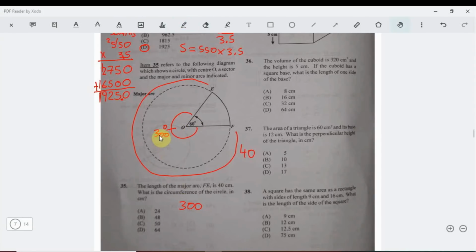What we're saying then is that 300 degrees corresponds to the arc length of 40. And so 60 degrees would correspond to 1/5 of it. 1/5 of 40 would be 8. So if you add those, 40 plus 8 is 48. Therefore the circumference of the whole circle would be 48, because this small piece that is missing is 8 centimeters. So the whole thing is 48.